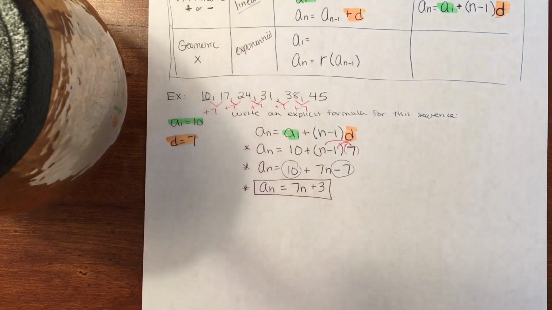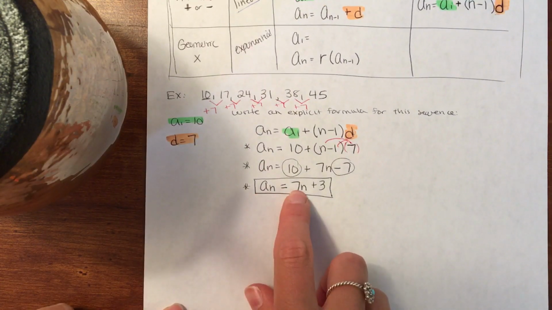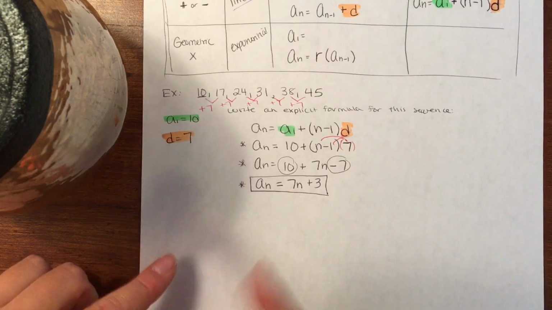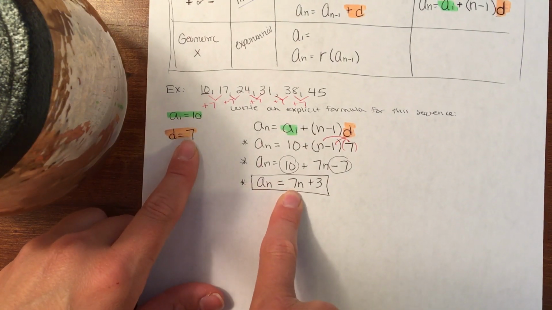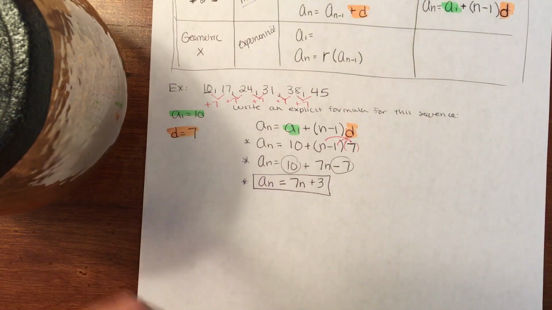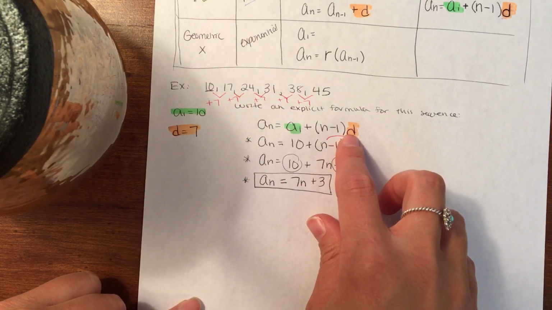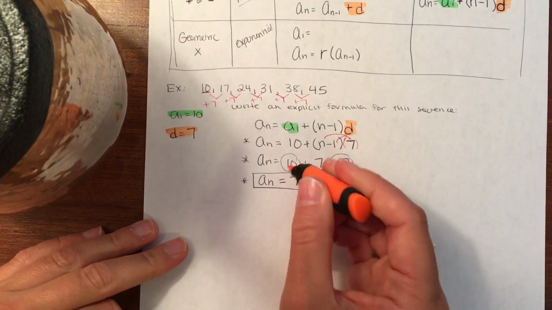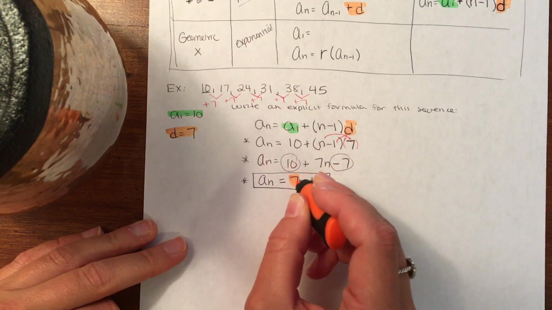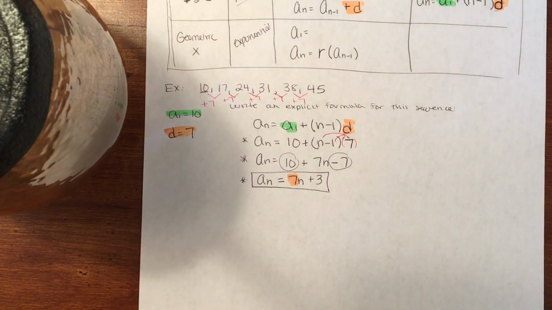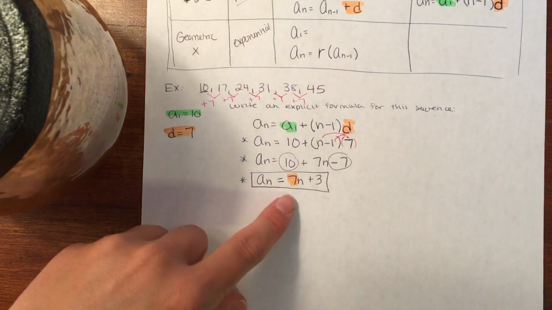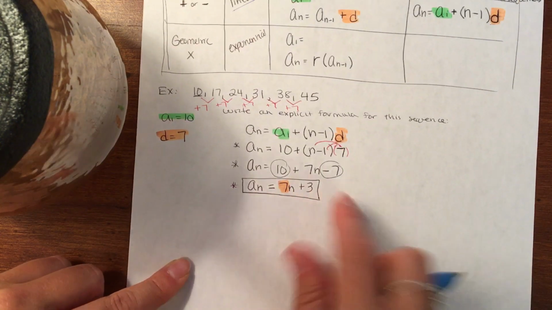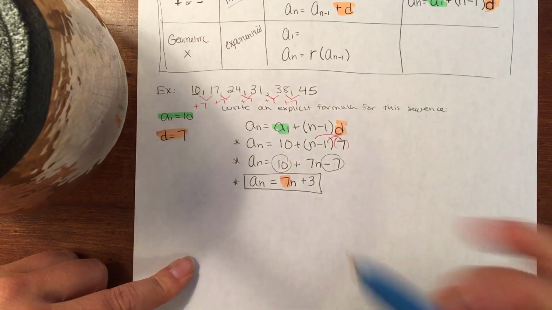I want you guys to see the 7 next to the n. Notice that that's the same number as your common difference. That is not a coincidence. Anytime I put my common difference in here and distribute it in, it's always going to find its way next to the variable n when you clean it up in an explicit formula. So you need to recognize that the number that's next to n, if you were ever to see a formula like this, is your common difference.